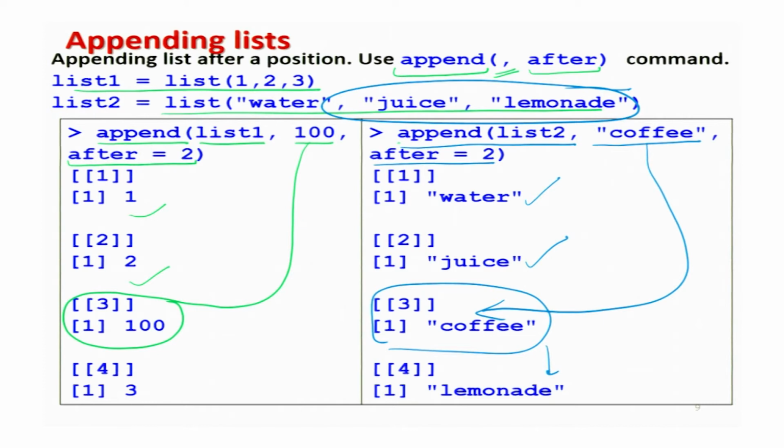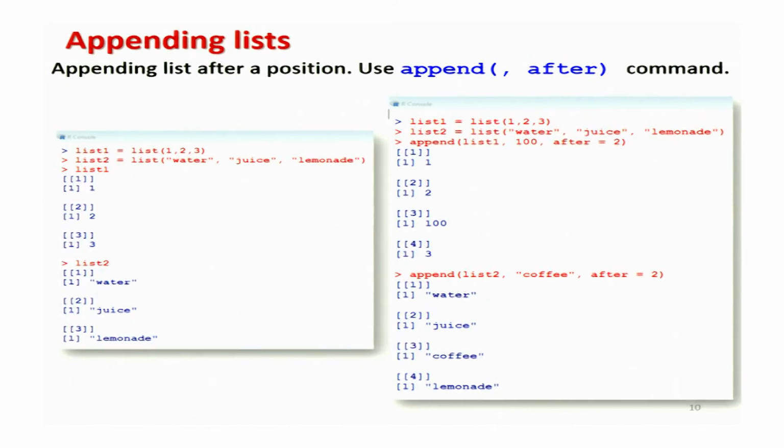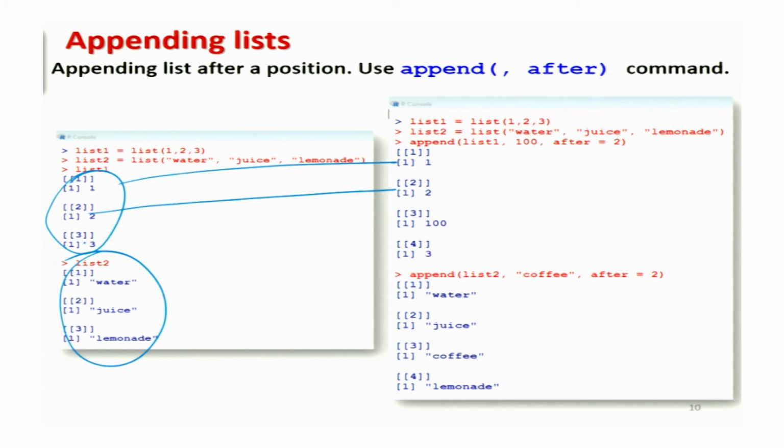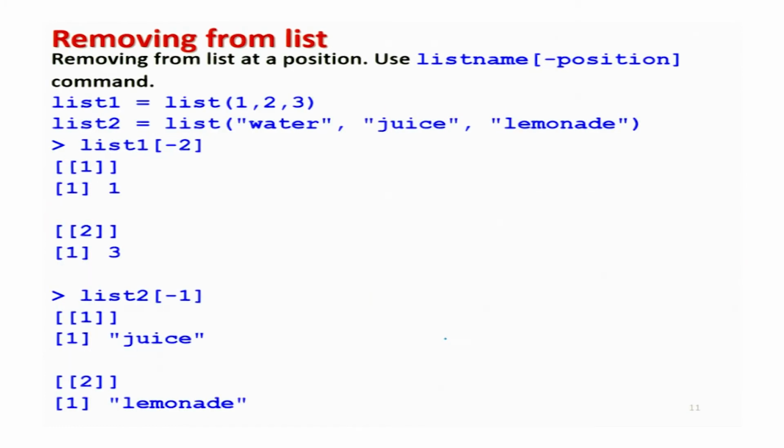So, this is how you can append to a list after a given position. And here is the screenshot, because it was quite long. This is your list 1, and this is your list 2. You can see that once you add the 100 after the first, second, and third elements of list 1, it comes here in the fourth position. Similarly, the same thing happens in list 2, where you have appended coffee.